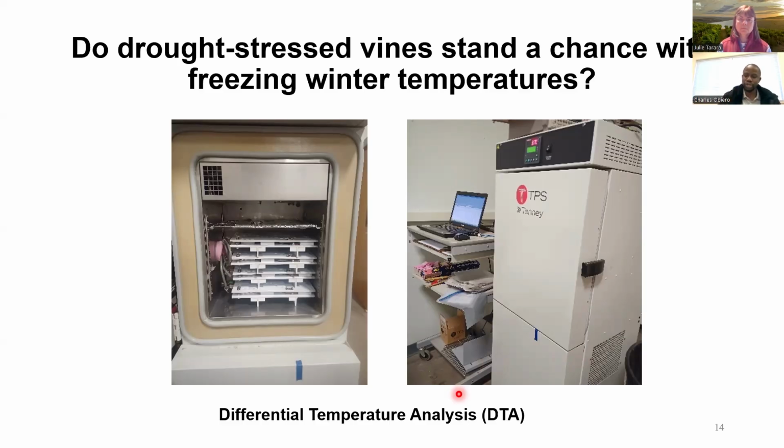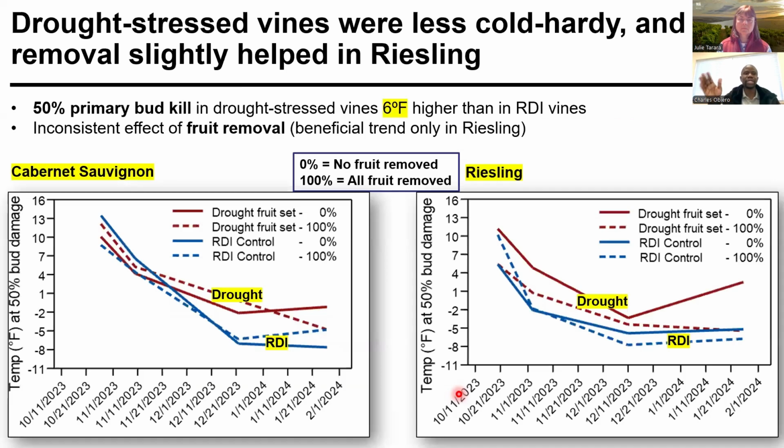Here I'm going to present some of the results we got looking at the 50% bud damage. What I found was that if we have a drought and a dip in temperatures, those vines are not going to survive it. Fruit removal might help, but most slightly in the Riesling.